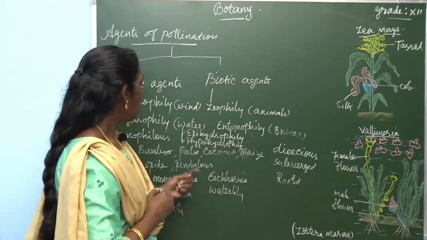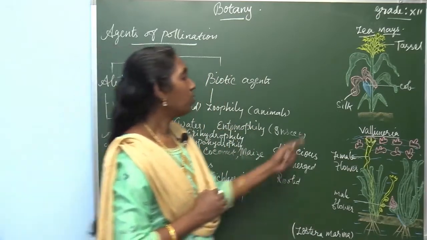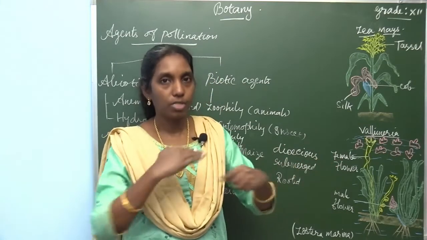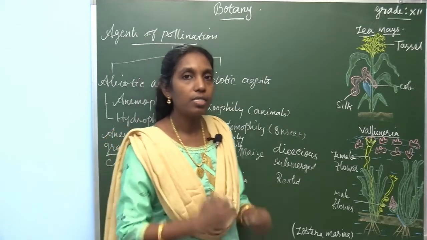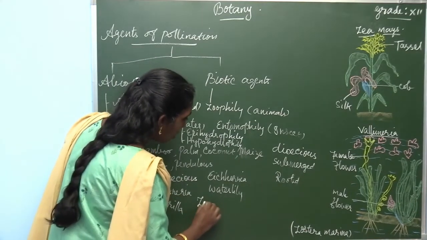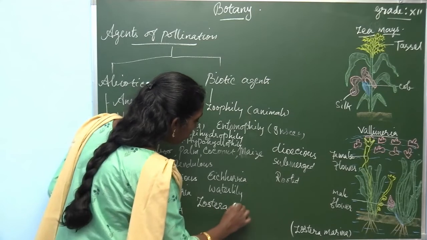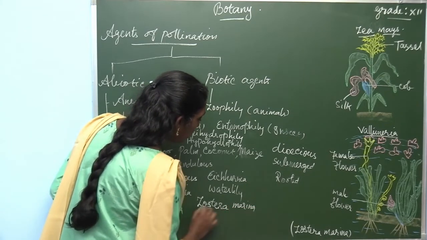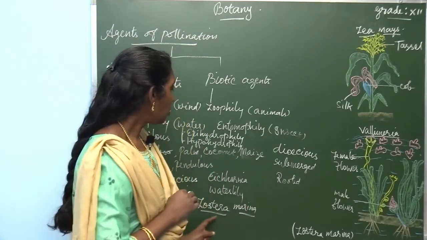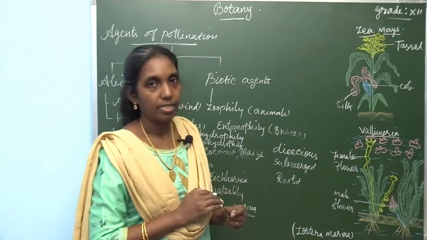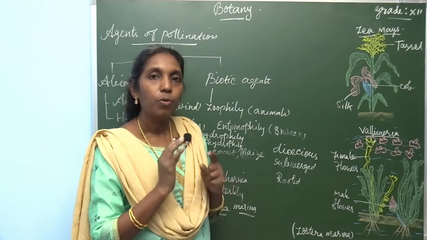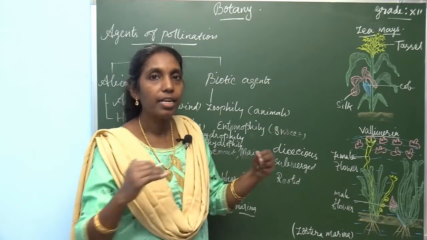Another type is called hypohydrophily. Epihydrophily is the pollination taking place on the surface of water. Hypohydrophily, under the surface of water, has an example, Zostera marina. Zostera marina is a marine sea grass. This plant produces pollen grains, and the pollen grains are needle shaped.